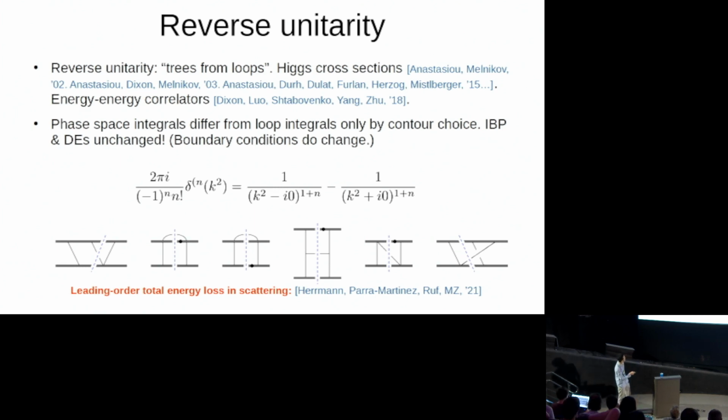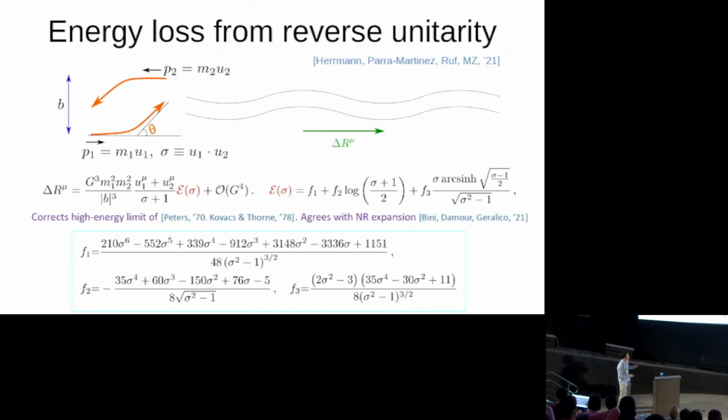As an example, in our paper, which calculated the total energy loss in the scattering of two black holes, these are some of the integrals that are involved. And with reverse unitarity, the phase-space integrals have been pretty easy to solve, which allowed us to obtain the energy loss at the leading order in G, which is G cubed order. It's a fairly high order because you cannot radiate unless you start accelerating. But still, this is the leading order for this particular observable, which is the radiated energy.